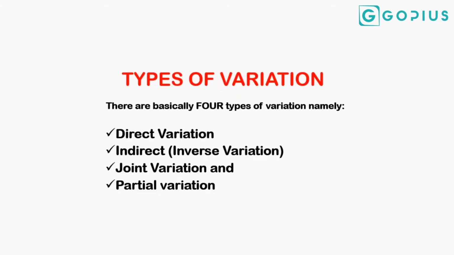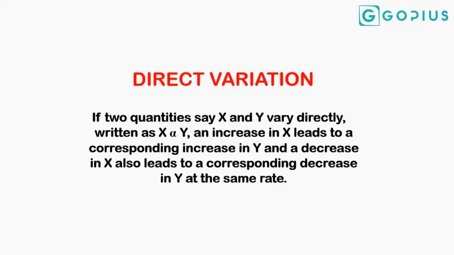So in a nutshell, variation will help us establish a relationship that can exist between two or more variables. Now on the screen you can see the various types of variation that we have. The first one being the direct variation, second one being the indirect variation, third one being the joint variation, and of course the partial variation. Alright, so we'll just take the first one, which is the direct variation, and I'll try to establish what direct variation is all about.